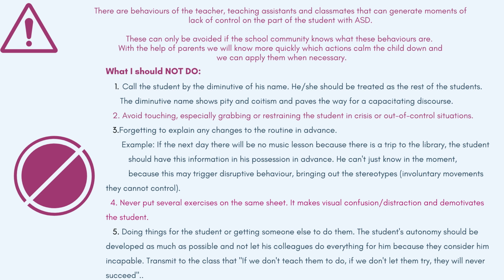4. Never put several exercises on the same sheet. It makes visual confusion and distraction and demotivates the student. 5. Doing things for the student or getting someone else to do them. The student's autonomy should be developed as much as possible and not let his colleagues do everything for him because they consider him incapable. Transmit to the class that if we don't teach them to do, if we don't let them try, they will never succeed.